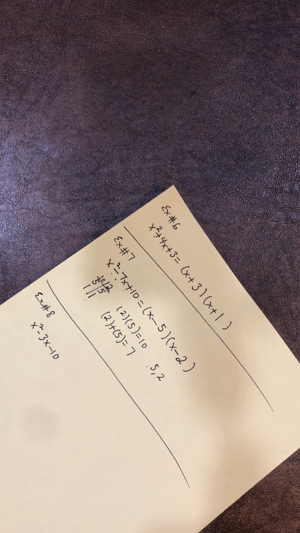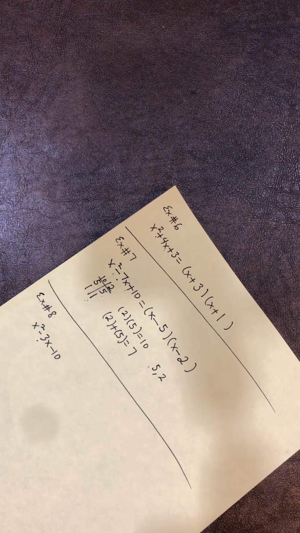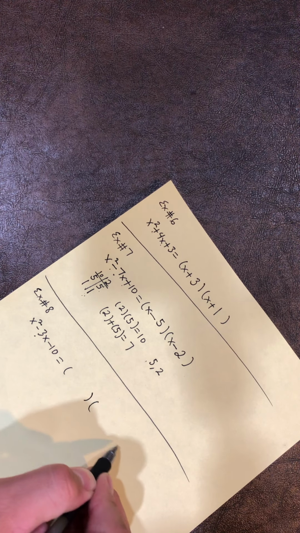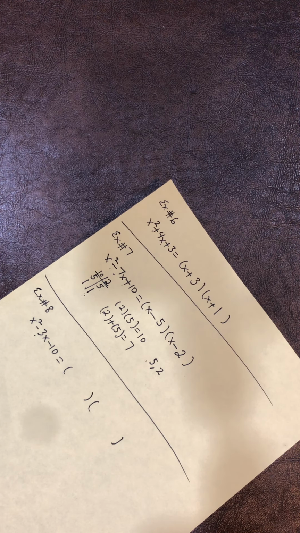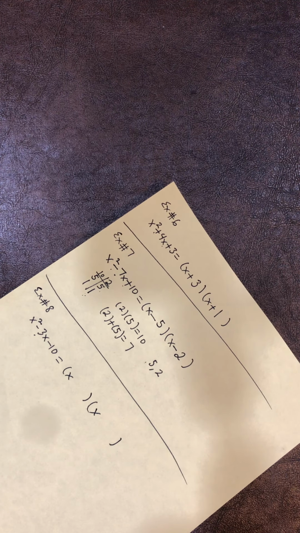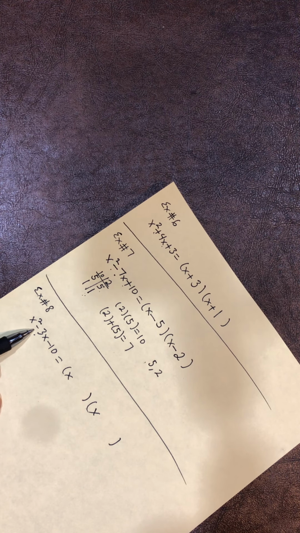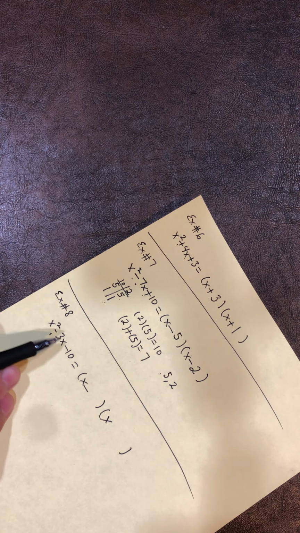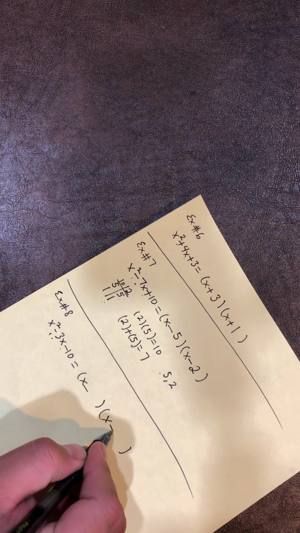Okay, so it looks like the one we did before, but something is different. Namely, this number is different. So again, it's going to look like two parentheses with an X. And that sign is negative. That sign goes right there, negative. Minus times minus is positive. We write down positive right there, like that.